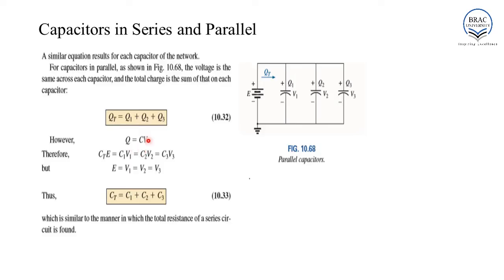Substituting this expression in the above equation, we get that Ct times E will be equal to C1 V1 equals C2 V2 equals C3 V3. Hence, E will be equal to V1 equals V2 equals V3. Ct will be equal to C1 plus C2 plus C3.